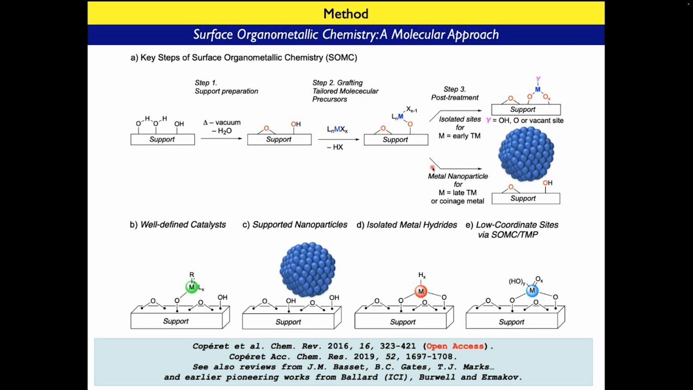While if you work with a late transition metal under reductive conditions, you will start to cleave the metal-oxygen bond and generate atoms that will eventually migrate to make a nanoparticle. I am going to show you today how we can use this approach to generate either isolated metal sites or supported nanoparticles.